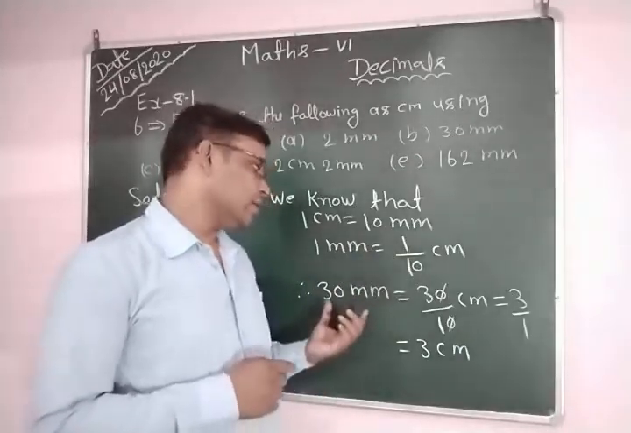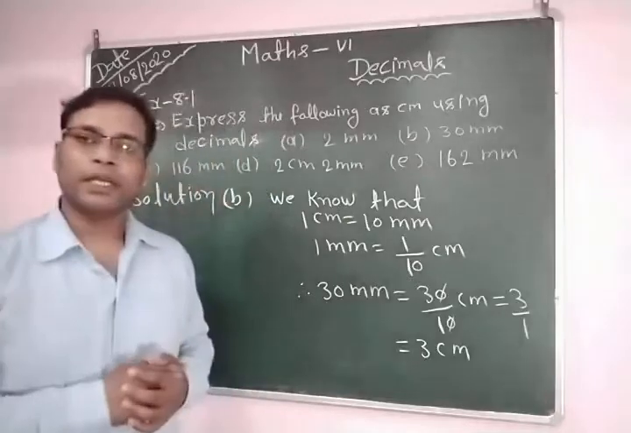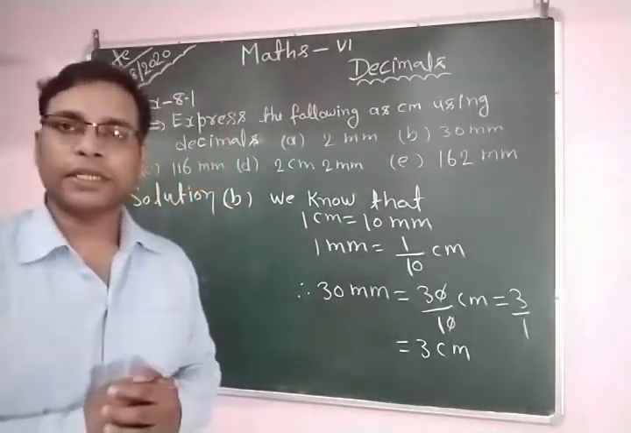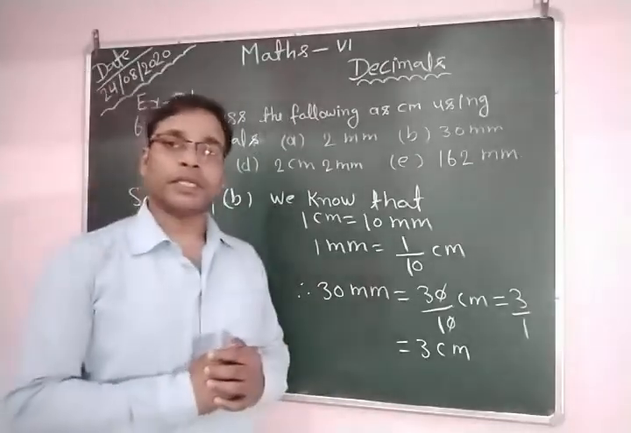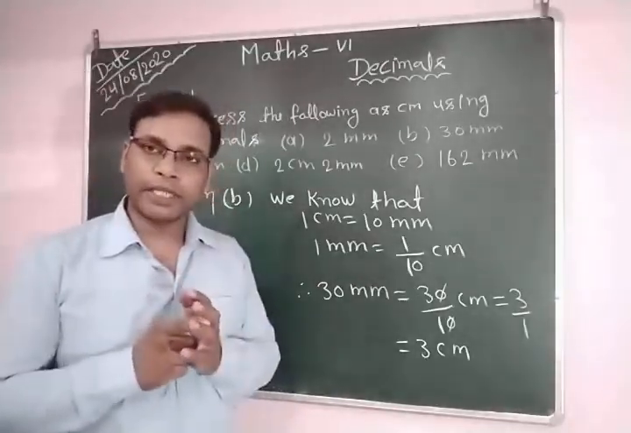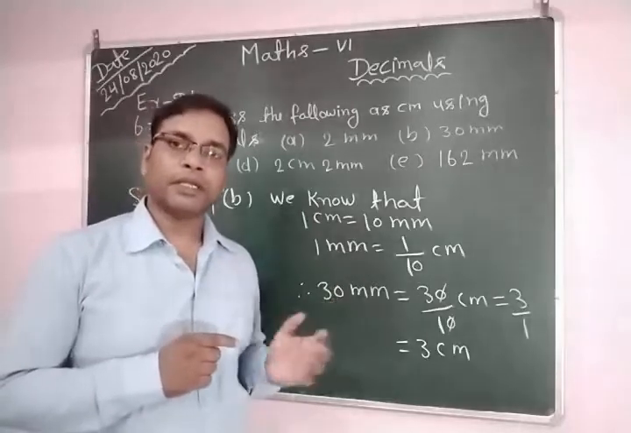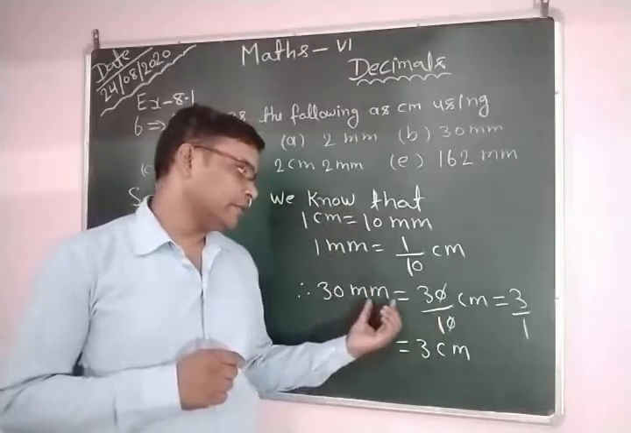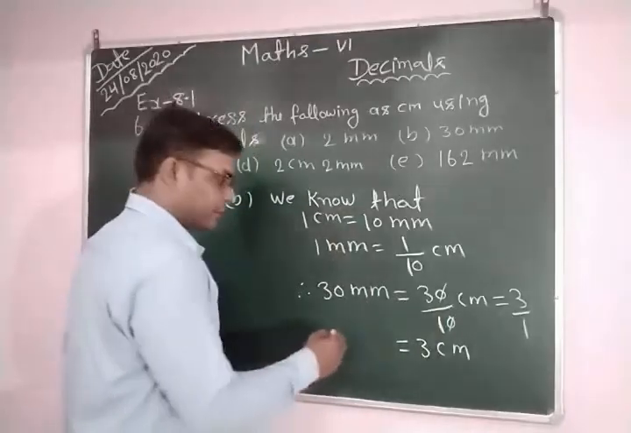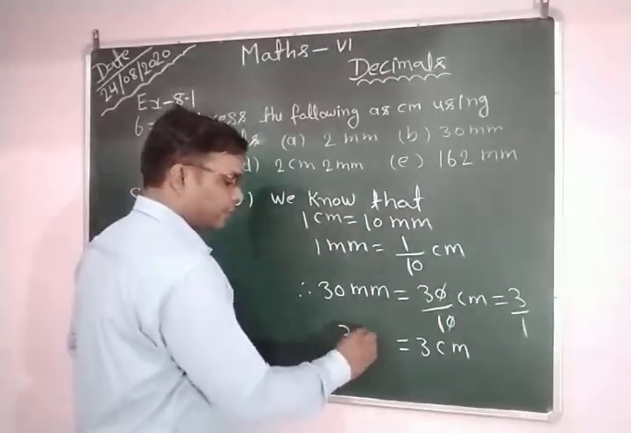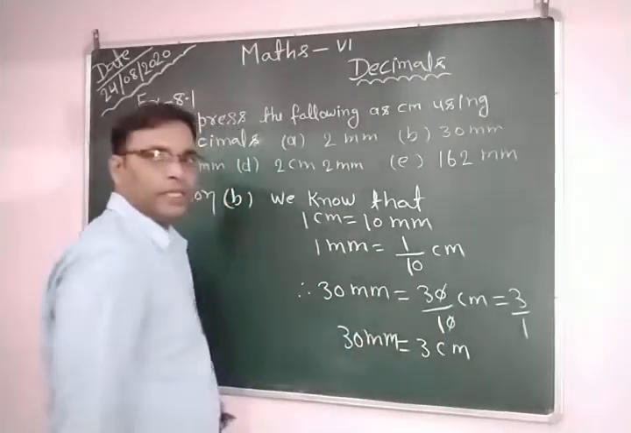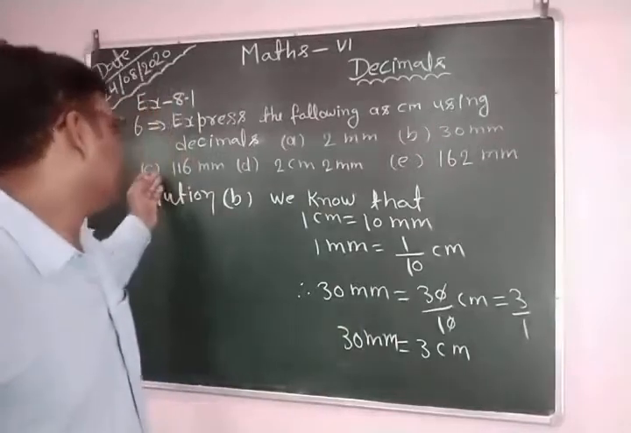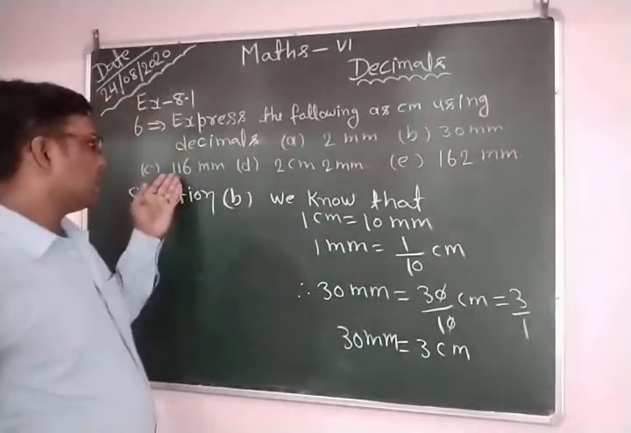Now we have 30 millimeters. We need to convert 30 millimeters into centimeters, or express 30 millimeters in terms of centimeters with the help of decimal. So here you can see 30 millimeters is equal to 3 centimeters. Now the next part is C part.